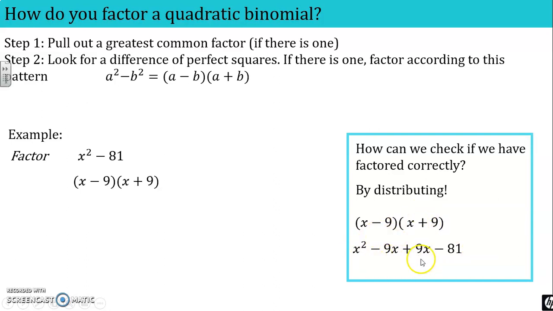If you were to combine like terms, you could combine these two like terms in the middle, and they would cancel each other out. And we'd be left with x squared minus 81, at which point we would know that we had factored correctly because it brought us back to the original problem. All right, so these two things are equal. I just proved over here that they're equal. We just wrote it in factored form.